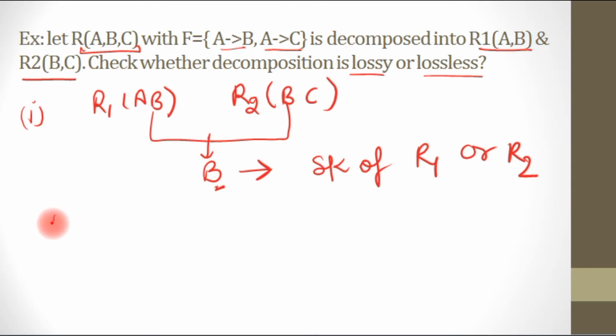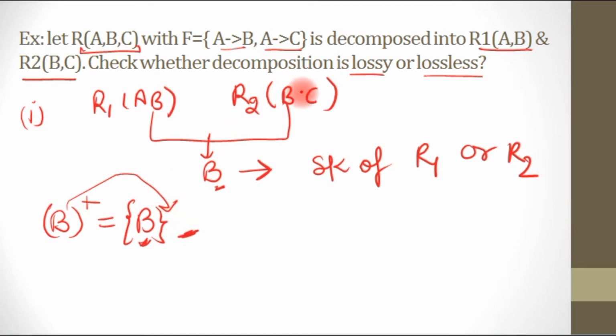For this, you have to find the attribute closure of B. What is the attribute closure of B? It is only B, because in the functional dependency set B determines no attribute. So we will keep here only B. That's why we can say B is not the super key of either relation, and that's the reason this decomposition is lossy decomposition.